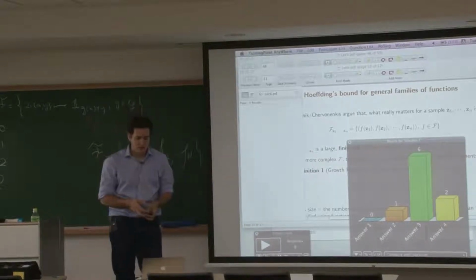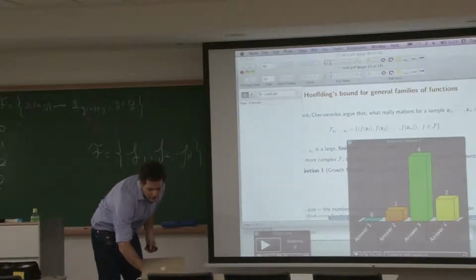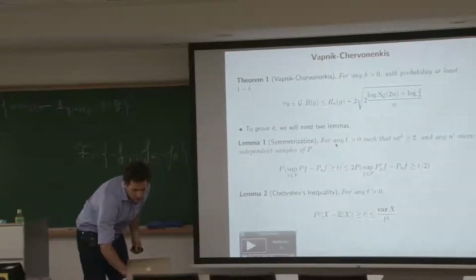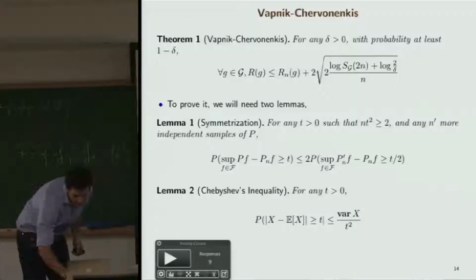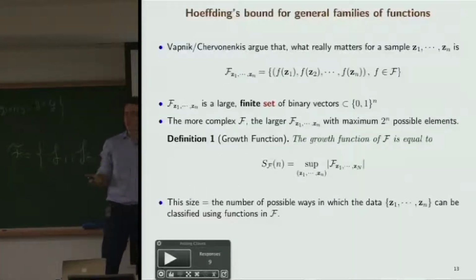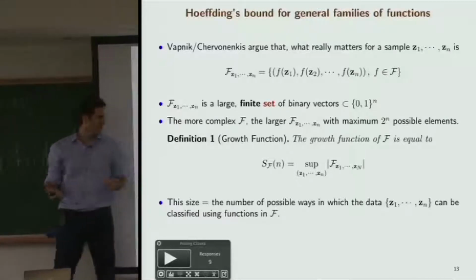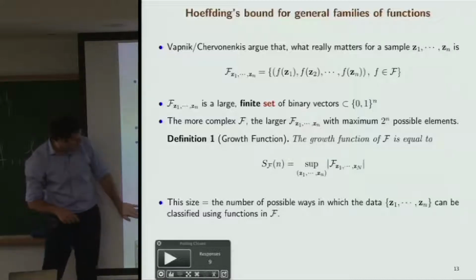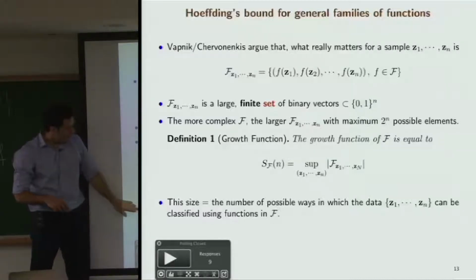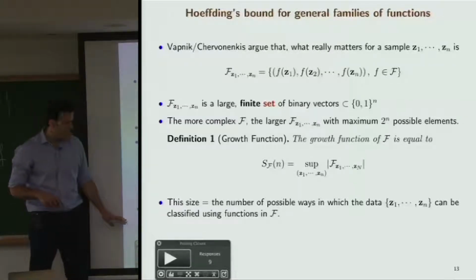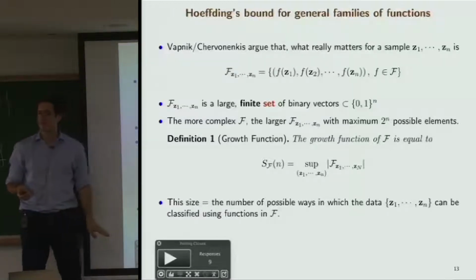Okay? So this is slightly different. Basically this quantity does not increase as fast as the number of functions. This quantity is basically, I should just write it here. The size of this set is the number of possible ways in which the data z1, ..., zn can be classified using functions in F. Okay?